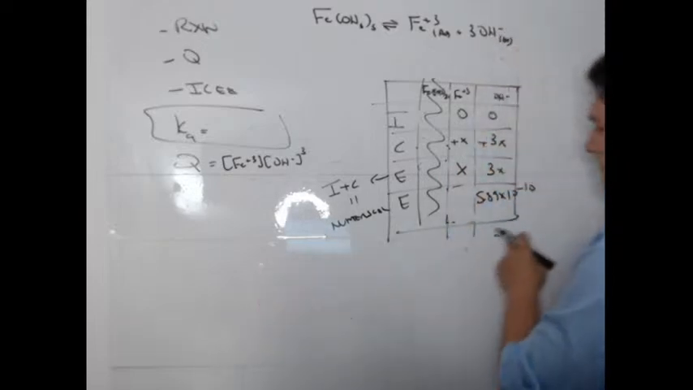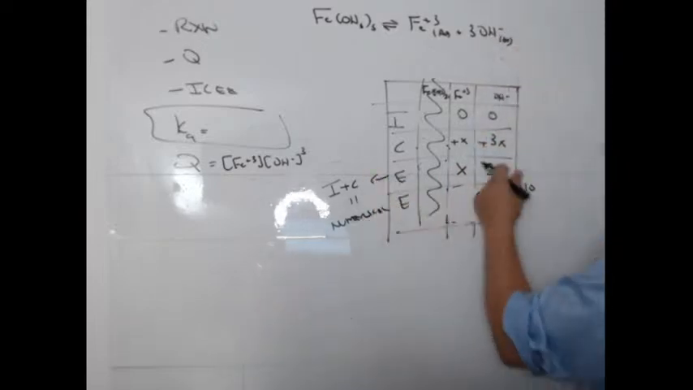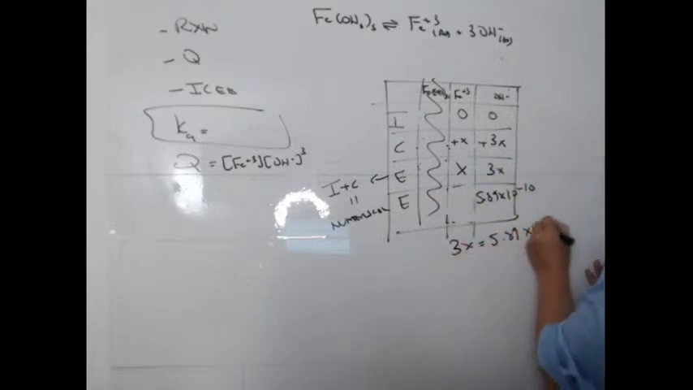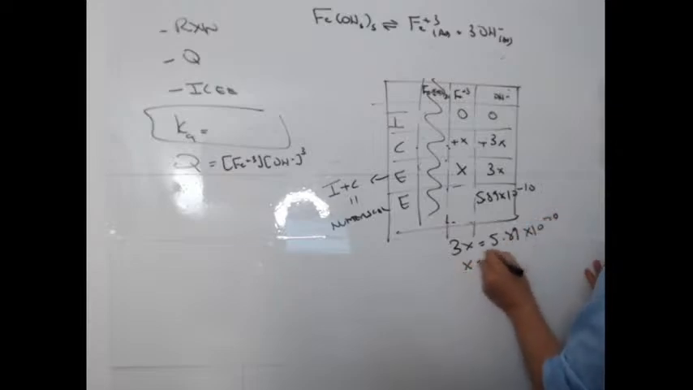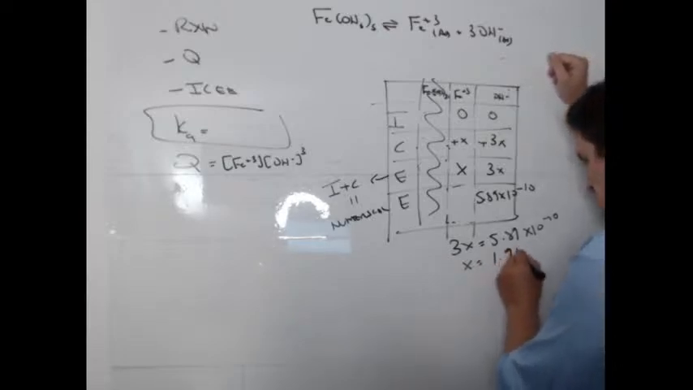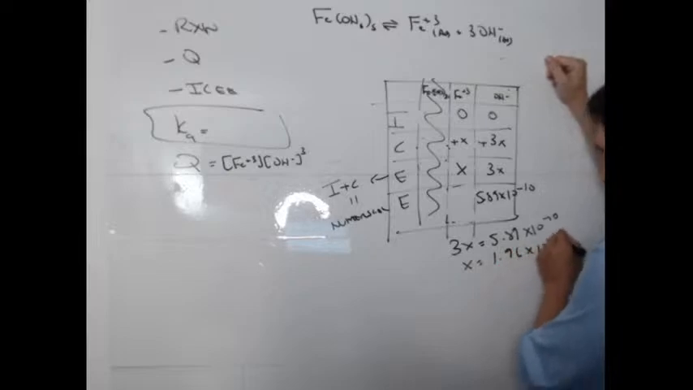Now, the thing is that these two rows equal each other. So we get that 3x here equals 5.89 times 10 to the negative 10. So x is just this number divided by 3, which is 1.9 times 10 to the negative 10.